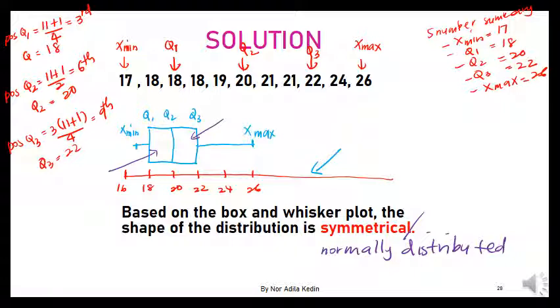Alright, so this is numerical descriptive measures for ungrouped data. Kita dah tengok measure of central tendency, measure of dispersion, and also measure of position. So on the next video, I'm going to teach you how on numerical descriptive measures for data yang dah kita tabulate dan juga group data.